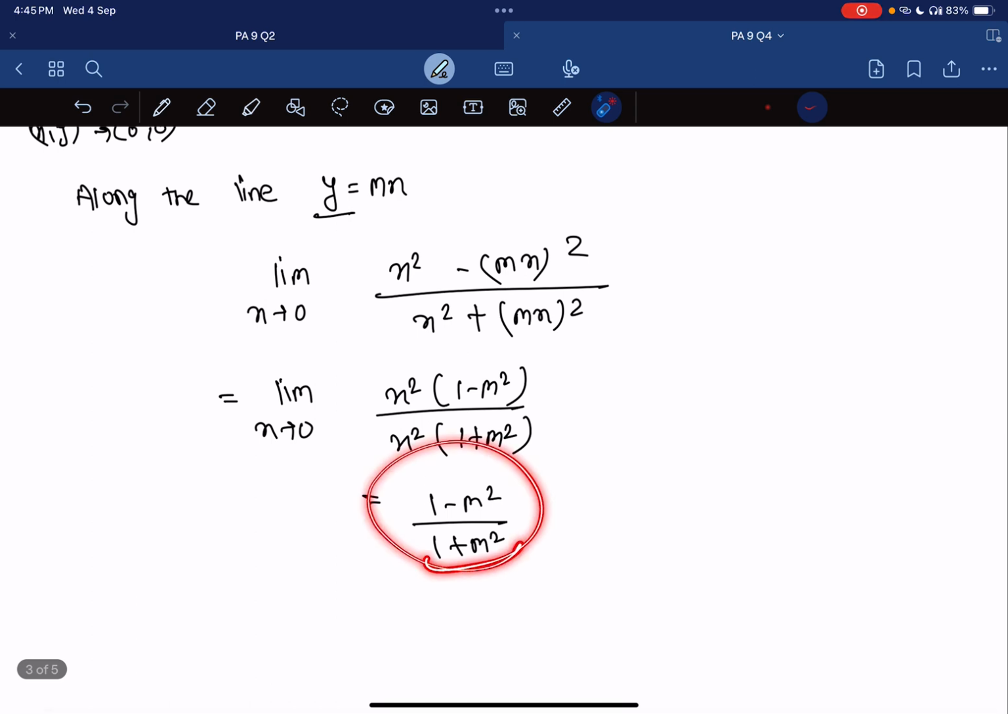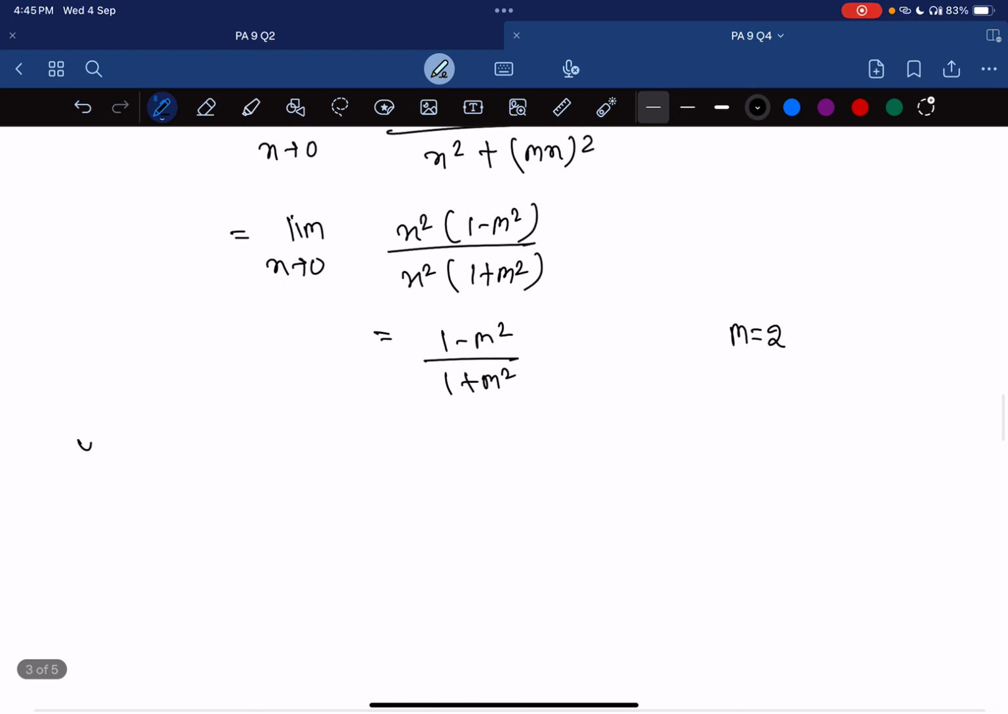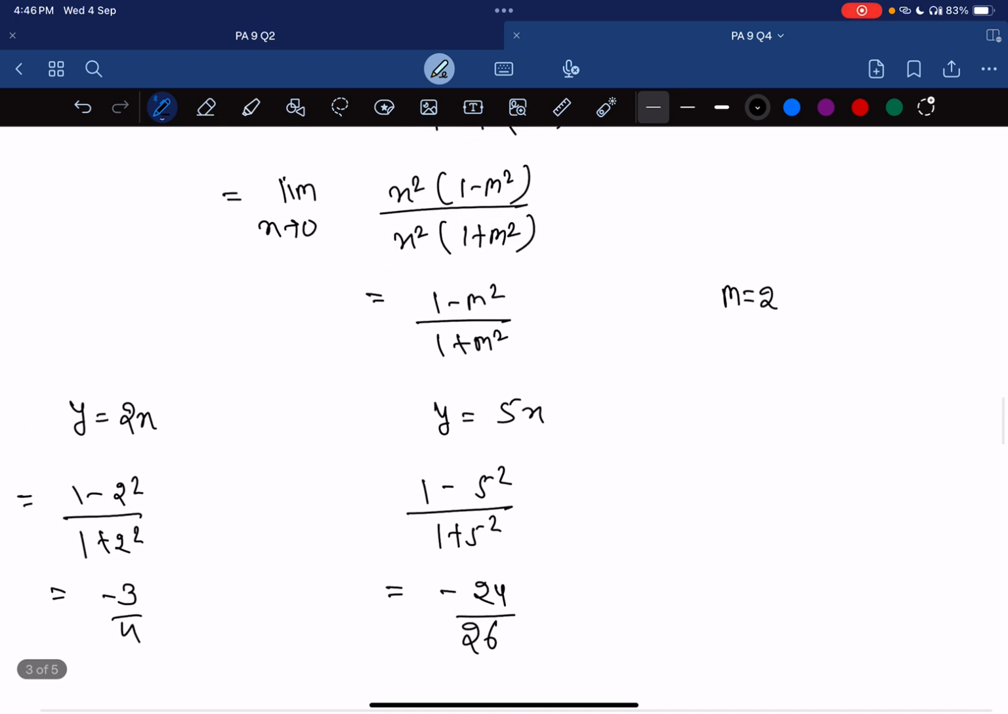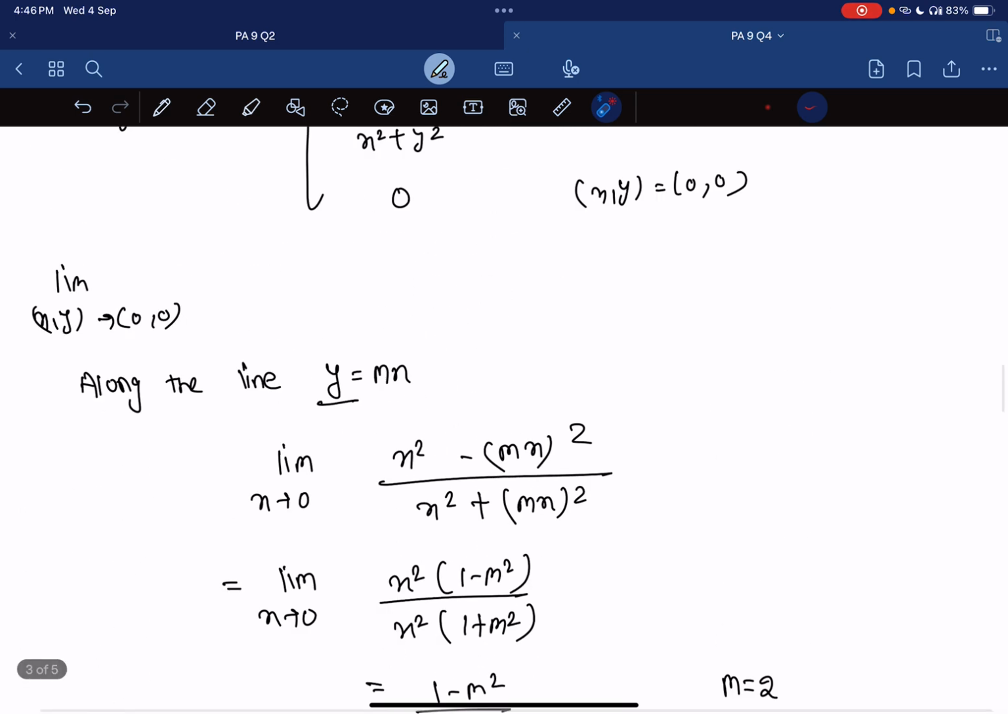So one can see that the limit is path dependent, that is the limit will change when the slope is different. So for example, if we choose m value to be 2, that is along the line y equal to 2x, the limit we will get is 1 minus 2 square divided by 1 plus 2 square, that is negative 3 by 5. And for the line, let's say y equal to 5x, we'll get limit to be 1 minus 5 square divided by 1 plus 5 square, that is negative 24 by 26. So across different lines and paths and directions, we are getting different limits. So the limit does not exist.